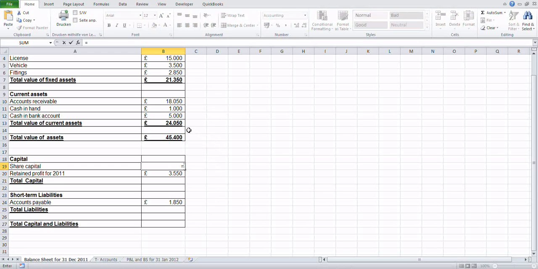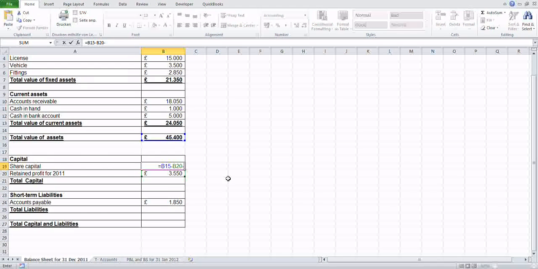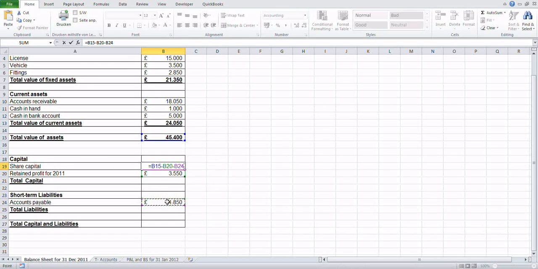Let's trigger the formula. Select the total value of assets minus the retained profit for 2011 minus the accounts payable, and press enter. Excel tells us that the share capital therefore must be £40,000. Let's add them up and use the auto sum.